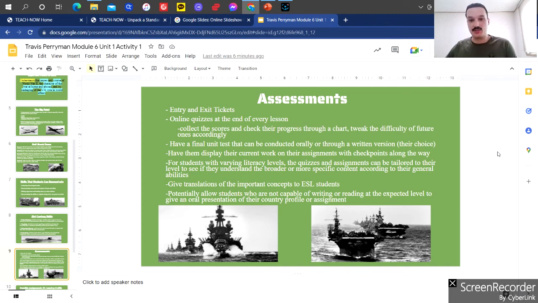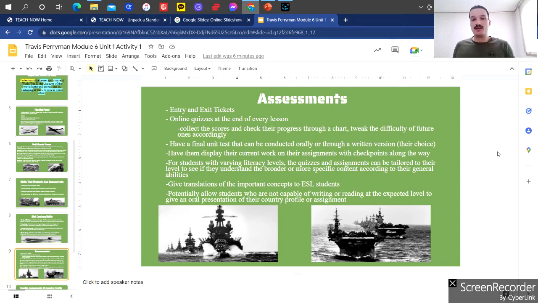Now, the assessments. At the beginning of class and the end of class, we can have entry and exit tickets, respectively. There will be online quizzes. I'd rather not have quizzes in class, even if it's in a physical setting. I think it'd just be easier to have them complete quizzes on their own time, maybe give them 2 or 3 attempts to get everything correct. And I would collect the scores and check their progress through a chart and tweak the difficulty of future ones accordingly.